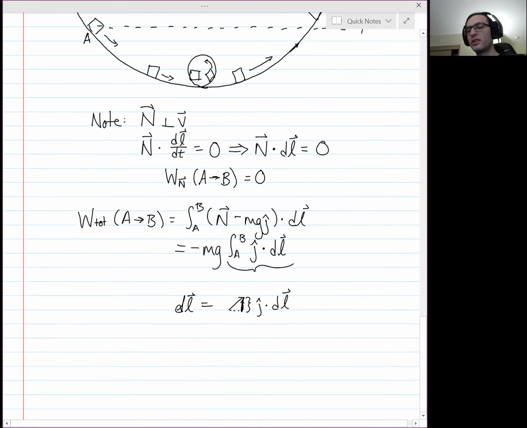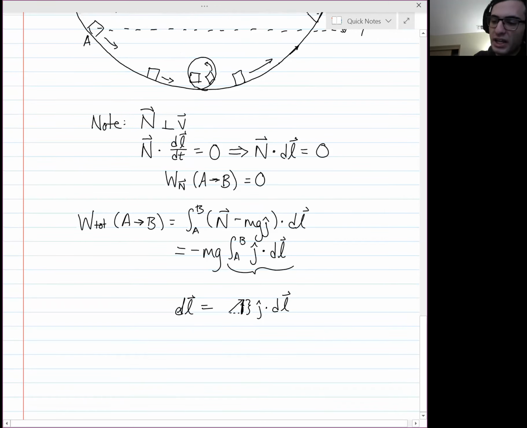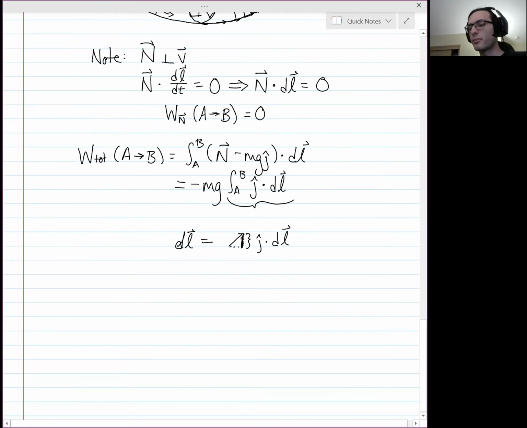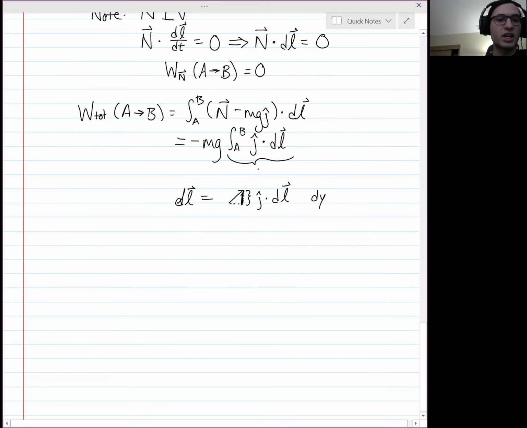dl is the infinitesimal vector that tells you what direction the path is going in. So an example of a dl would be these guys all along the path, and notice how their direction changes, but they're supposed to have infinitesimal length. Right, so j dot dl is basically dy. It's how much the infinitesimal vector goes vertically. And so this j dot dl is just dy.